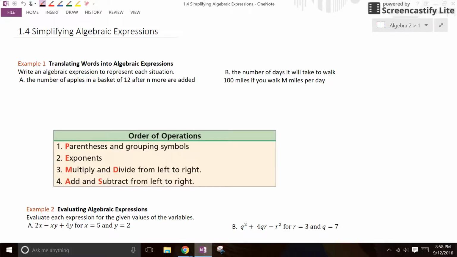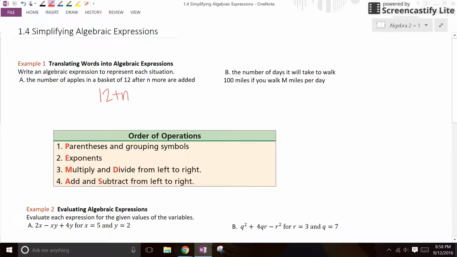It says the number of apples in a basket of 12 after n more have been added. So that means there were 12 apples in a basket. We added n more. What would the expression in mathematics look like? We're just going to take what we had, 12, and add n to it, and there it is.